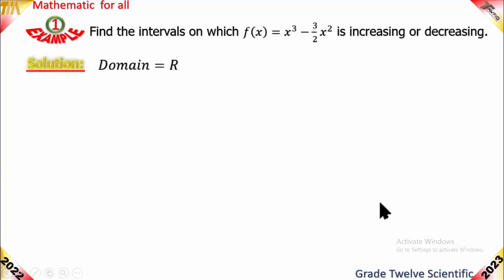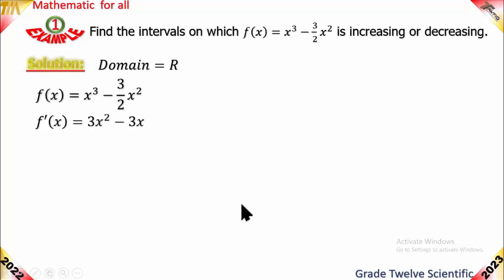The domain of this function is all real numbers. f of x is equal to x cubed minus 3 over 2 x squared. The first derivative is 3x squared. 2 times 3 over 2, cancelling 2 with 2, remains x. Then remain 3 and take from the power 1, it becomes x. That means the first derivative is 3x squared minus 3x.